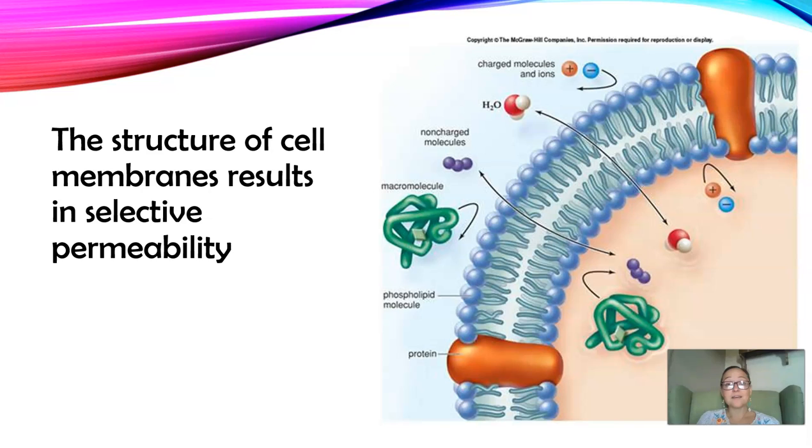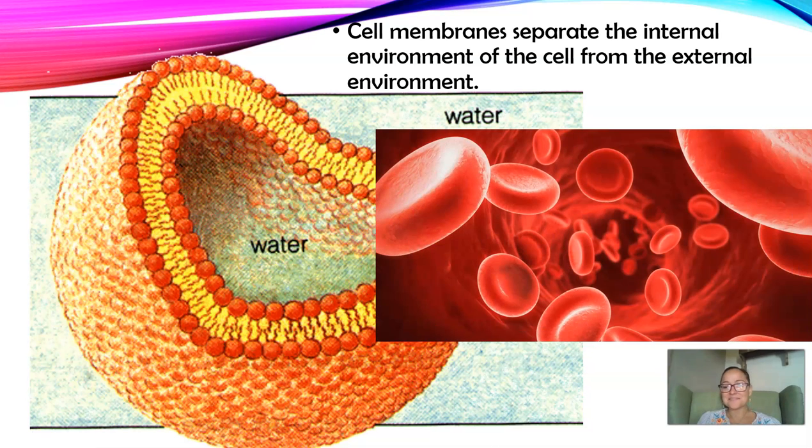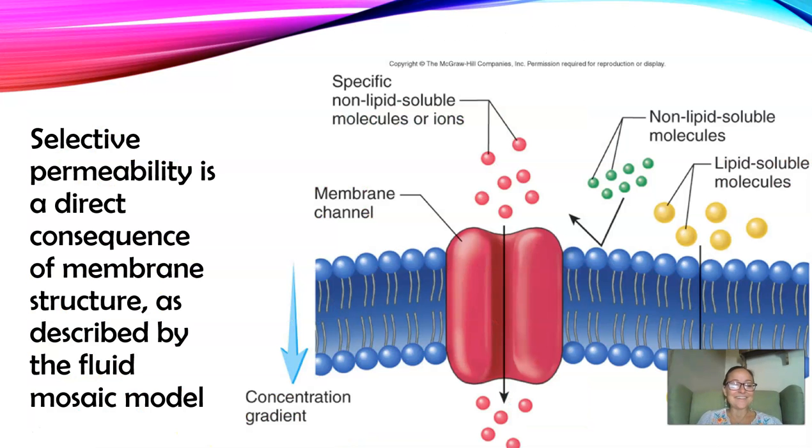Some things can cross, like small nonpolar molecules such as carbon dioxide and oxygen, whereas polar molecules, ions, and molecules that are too large, like macromolecules such as carbohydrates or proteins, cannot just diffuse through that membrane. Now, water is a special case that we'll talk about. Cell membranes do separate the internal from the external environment of the cell. Okay. And here's that fluid mosaic model I was talking about. So that selective permeability is due to the fluid mosaic model.